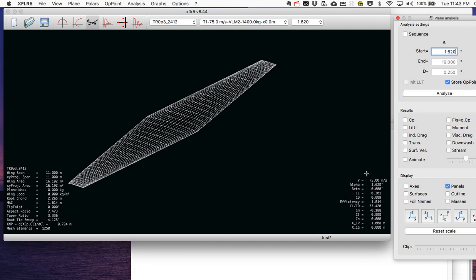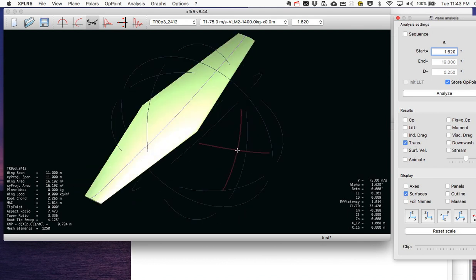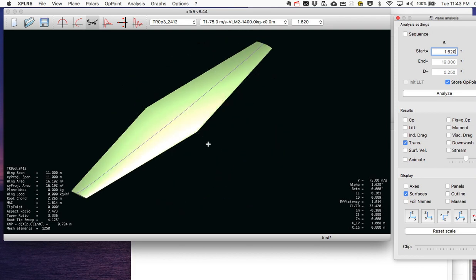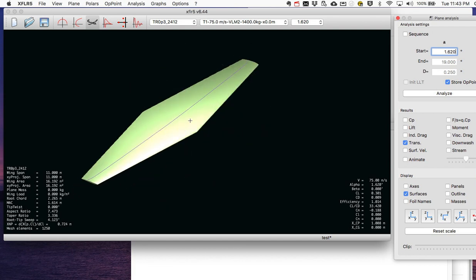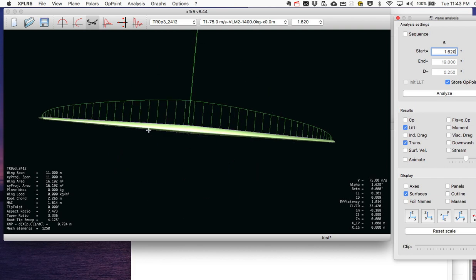If I look at, for example, let's get out of panels, go back to surfaces and have a look at the transition point. You can see it's transitioning about the half chord, a little forward of the half chord, I would say. The flow is going from right to left on the screen here. This is the leading edge. Let's have a look at the lift distribution. It looks a little closer to an elliptic to me, but not quite.